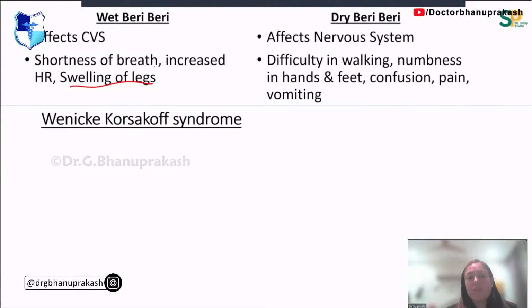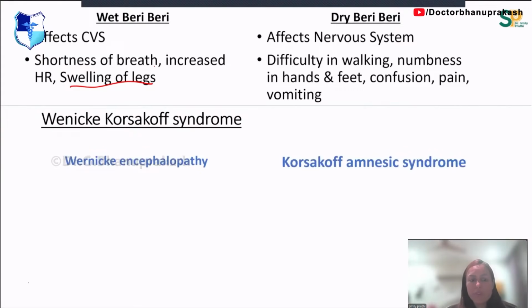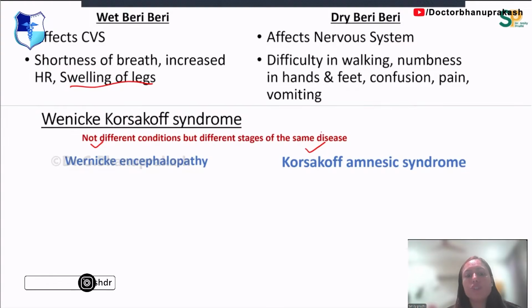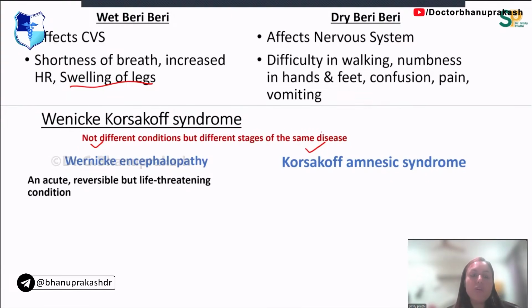Coming to Wernicke-Korsakoff syndrome, it has two components. One is Wernicke, which is the encephalopathy. The other is Korsakoff, which is the chronic amnesic syndrome. These two are not different conditions, but different stages of the same disease. So Wernicke is acute and Korsakoff is chronic. Wernicke is an acute, reversible, but life-threatening condition.